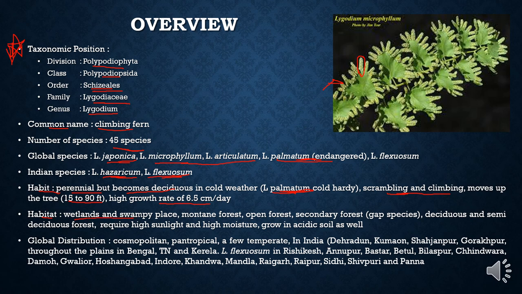As it is a fern, it naturally prefers wetland, swampy conditions, and it requires a very high amount of sunlight. It can grow in any type of soil: sandy, loamy, alkaline, acidic. But in acidic soil, certain minerals like aluminium, copper, iron and manganese become very easily available. Because these elements become available, they replace other macro and micro elements in the body of the plant.